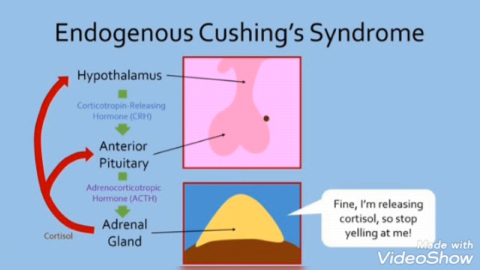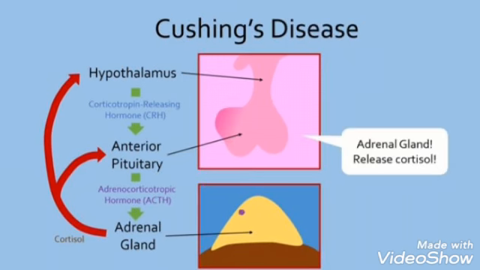The hypothalamus will secrete CRH, that is corticotropin releasing hormone, and that will stimulate anterior pituitary to secrete adrenocorticotropic hormone, that is ACTH, that will send signal to the adrenal gland for the secretion of cortisol. When the cortisol gets secreted, adrenal gland will send signal back to the hypothalamus, and hypothalamus will switch off the process. So that's how the feedback mechanism goes on.